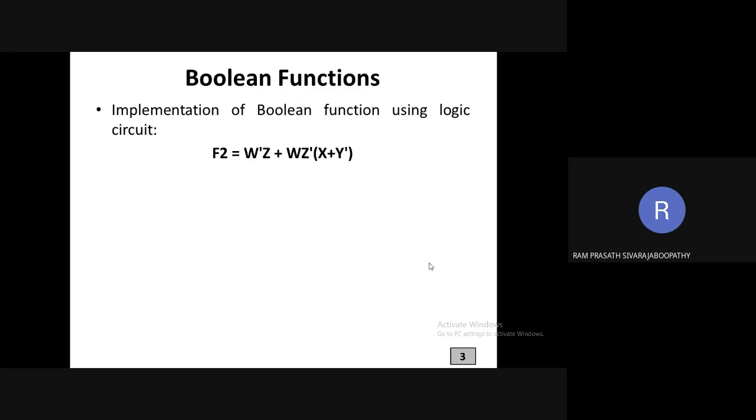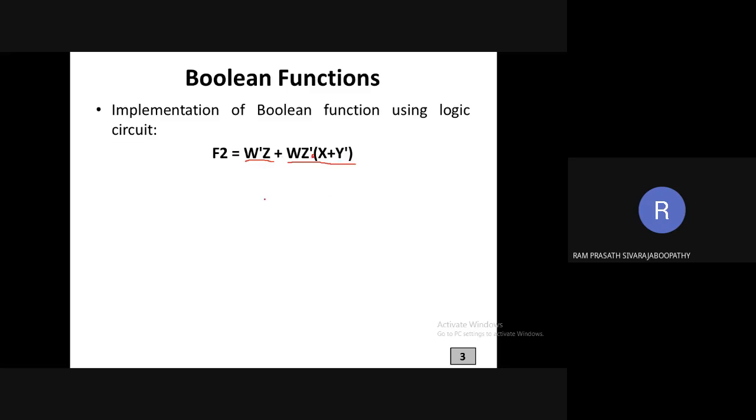Here we are saying plus. Plus means it is OR operation only. We will go one by one. So we are having two terms. w bar z is one term. Then w z bar dot x plus y bar. Here there is a dot, even though the dot is not mentioned. It is inherently an AND operation.